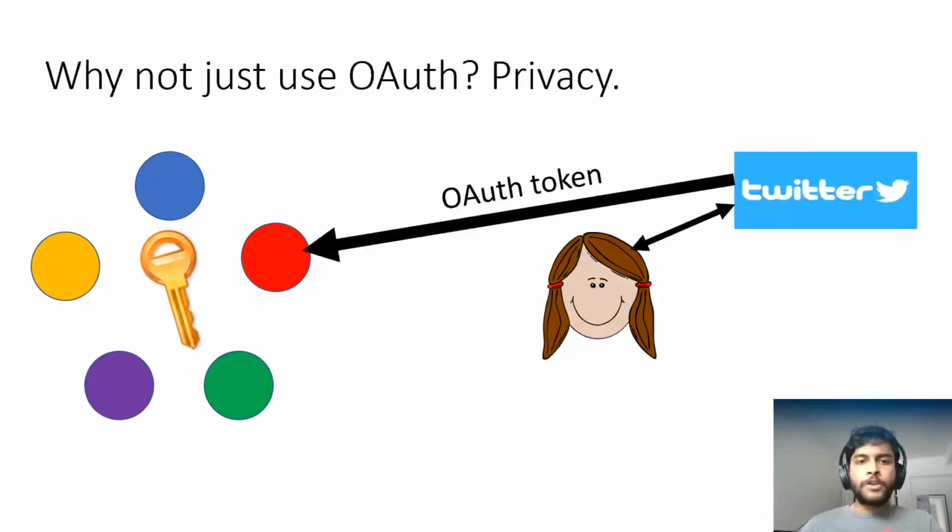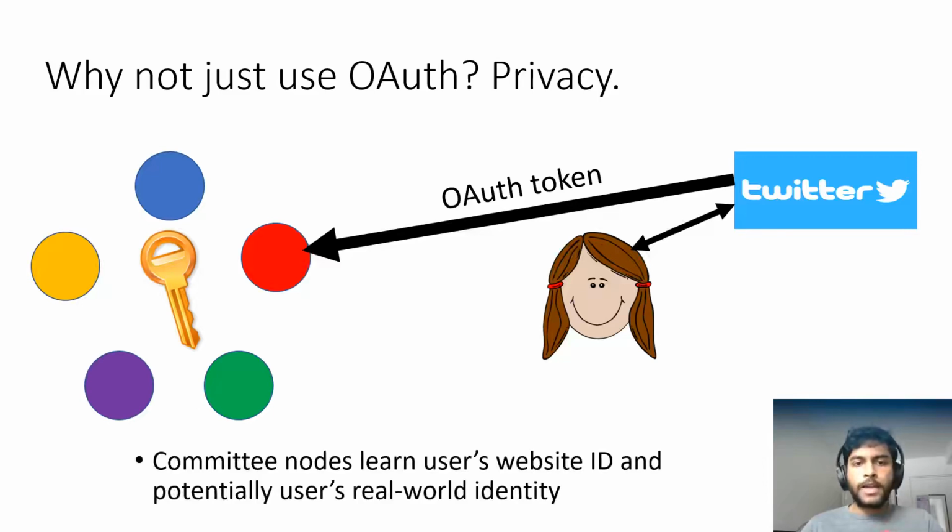You might be wondering why not use OAuth. The reason we do not use more standard protocols like OAuth is that they leak information that we think would be undesirable in a decentralized identity system. For example, the committee nodes might learn users' real-world identity, which could be potentially undesirable.